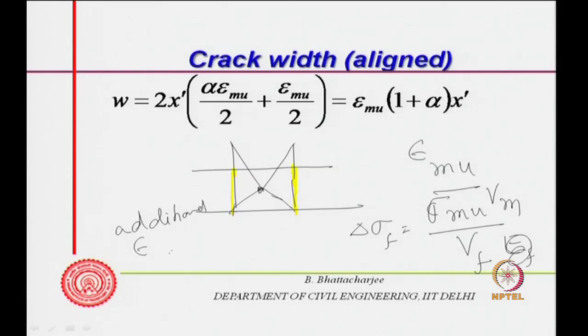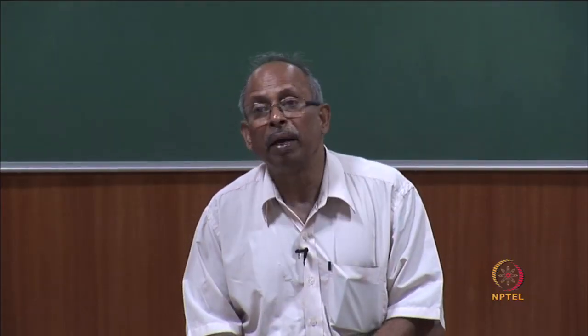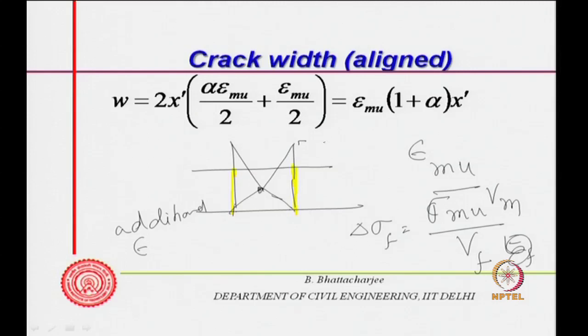We get it by dividing by Ef, and then we said that the additional strain will be alpha epsilon mu. At this point it will be alpha epsilon mu, and this was already there. So, total strain at this point is 1 plus alpha epsilon mu, and the average additional strain is half alpha epsilon mu. That is the additional strain in the fiber, therefore, there is an elongation.